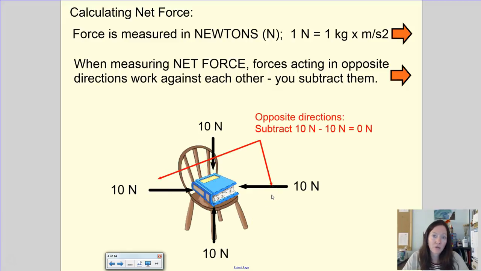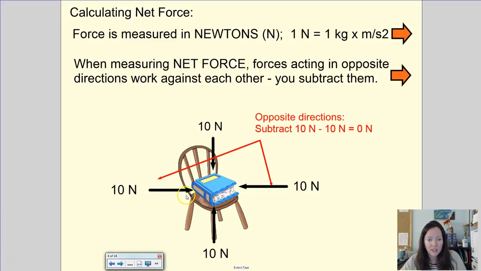Important to remember that when the forces are acting in opposite directions against each other, you subtract the numbers. If they're working with each other in the same direction, you add the numbers. Make sure you write this down. When they're working opposite of each other, you subtract the numbers. When they're working with each other, you add the numbers.